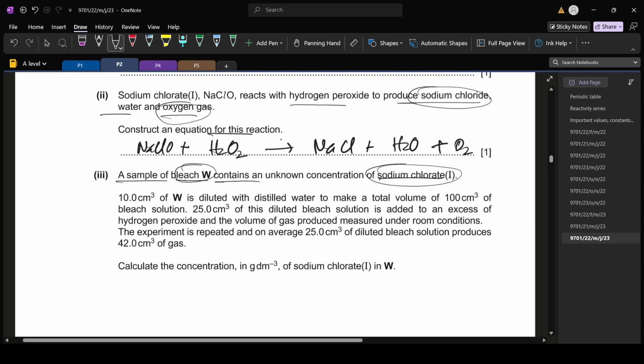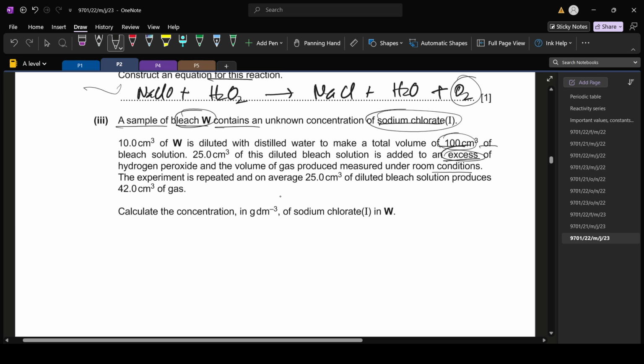Okay. So when 10 cm³ of W is diluted with water to make a total volume of 100 cm³ of bleach solution, 25 cm³ of this diluted bleach solution is added to an excess of hydrogen peroxide. So hydrogen peroxide is in excess, and the gas produced, oxygen gas, will be produced because this is your equation when sodium chlorate(I) reacts with hydrogen peroxide. The volume of gas produced is measured under room conditions.